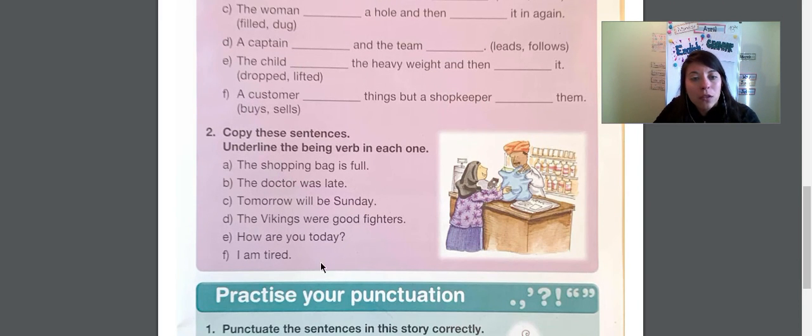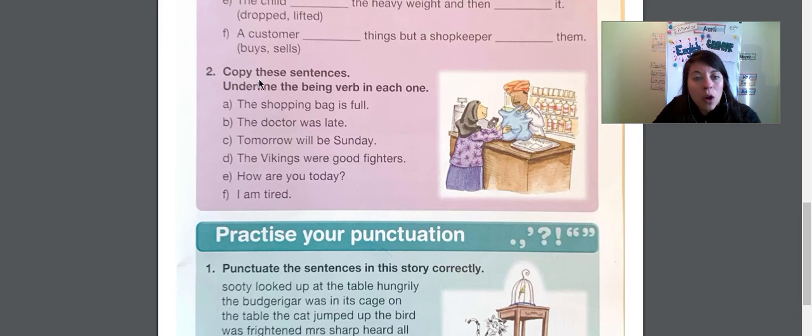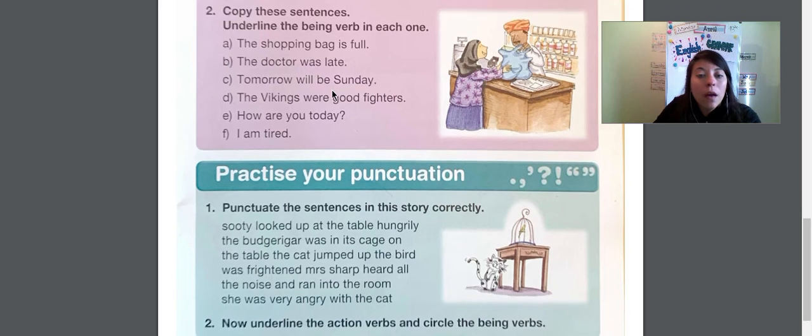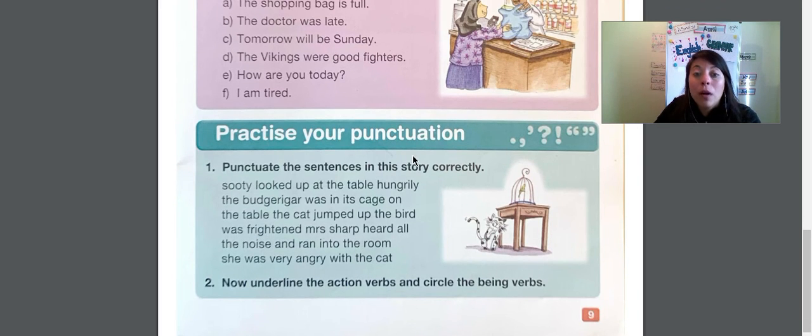Finally, you have these 2 activities. Copy these sentences, underline the being verb in each one. You have these 6 sentences, and you have to underline the being verb. Finally, you have to practice your punctuation. Punctuation is a big, important area of grammar. We need to write things correctly, otherwise they don't make sense.